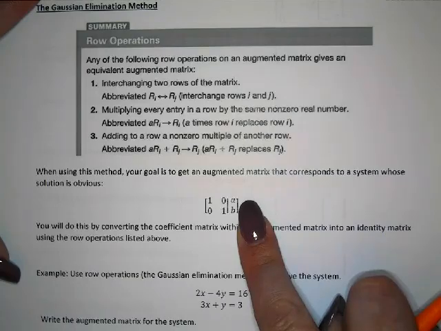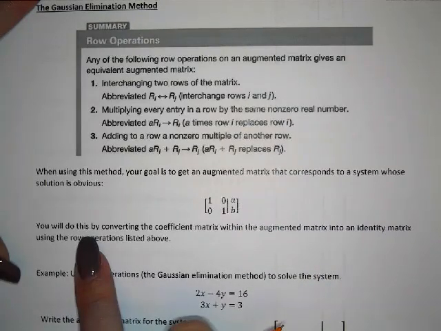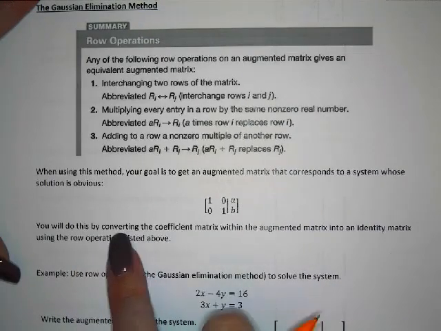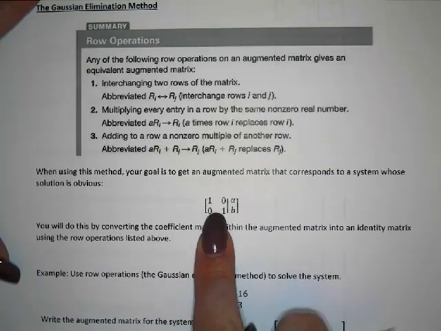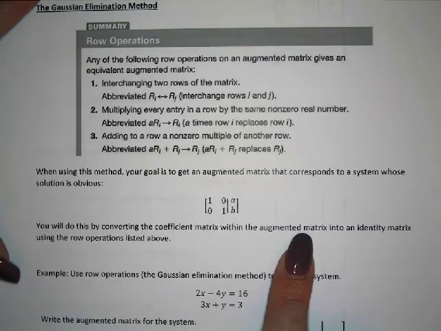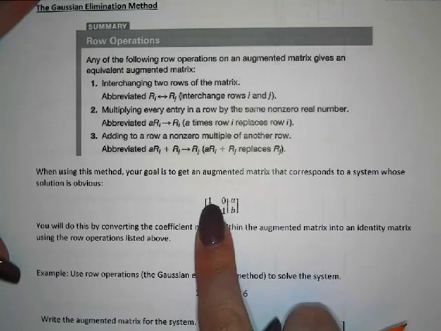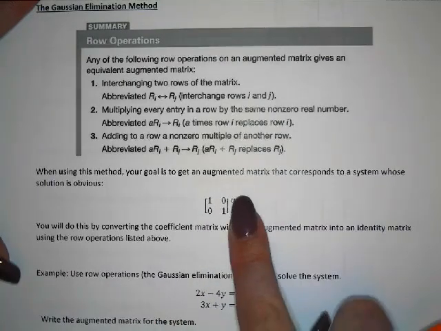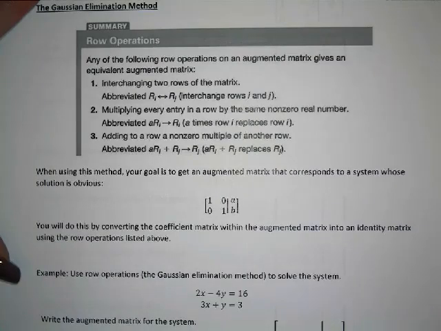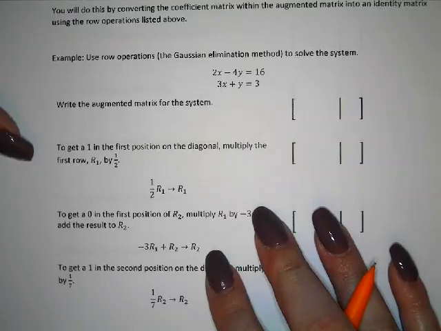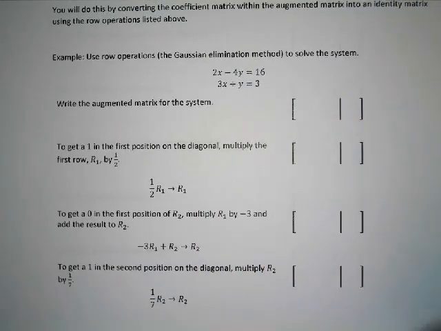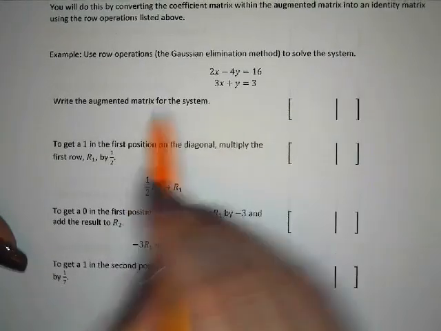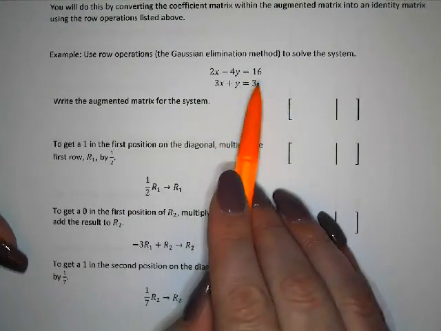All right, so the method we're going to use to do this is the Gaussian elimination method, and we are going to convert the coefficient matrix within the augmented matrix into the identity matrix. We're going to make it 1s and 0s using row operations. And then once we've done that, then the numbers on the right are going to be our solution to our system of equations. Okay, so I have a couple examples we're going to go through, and I'm going to give you a lot of support with the first one, and then as we go through, I'll start taking some of those supports away.